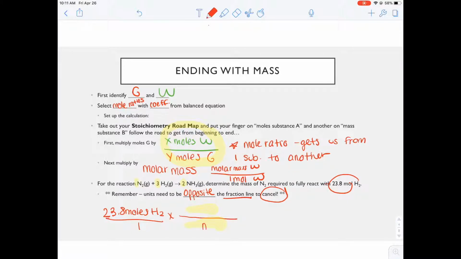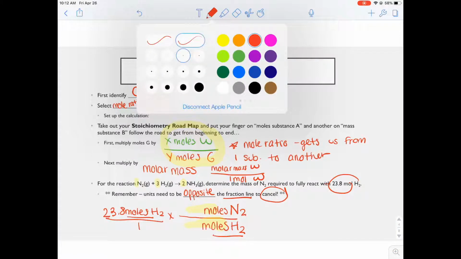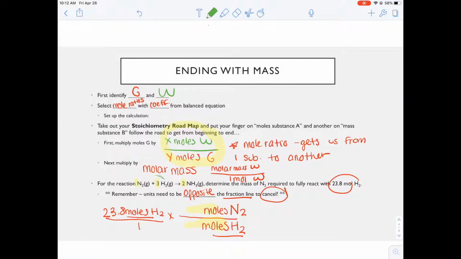So moles of our given, which is hydrogen, goes in the bottom so that those units can eventually cancel. And moles of our wanted, which is nitrogen, will go on top. Then we will connect moles of hydrogen, our coefficients, 3 moles of hydrogen, remember that's an imaginary 1 there, to 1 mole of nitrogen. Okay.